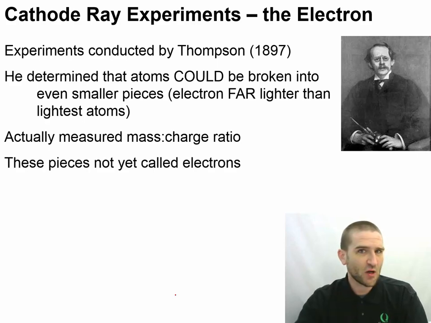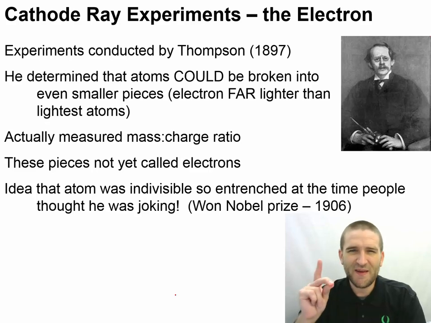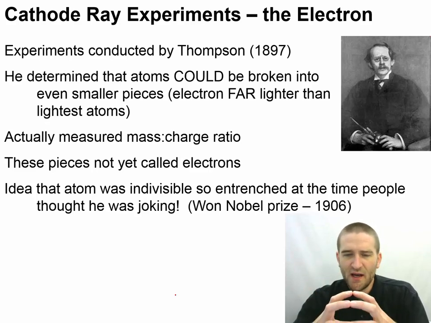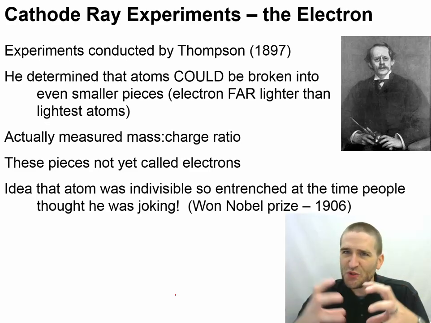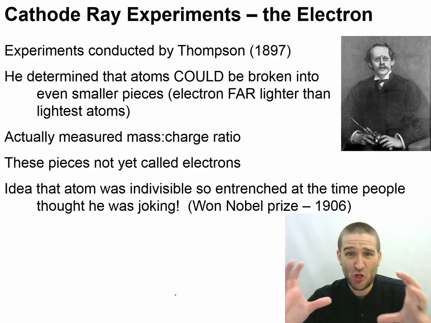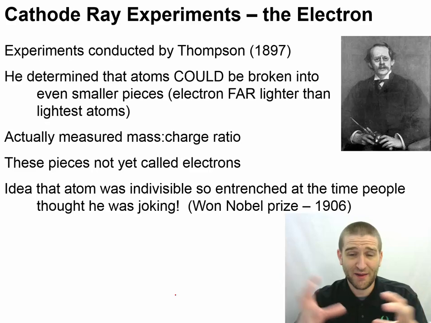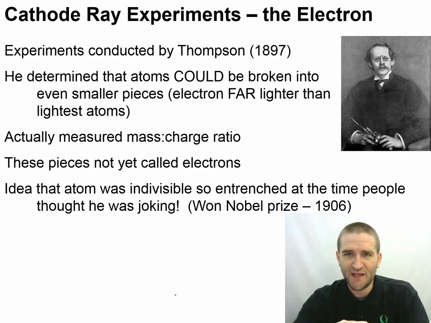Now, these pieces aren't called electrons yet, and we aren't really bringing them up in the context of electricity yet, although that comes up fairly soon after this. Now, the big thing is, at the time, Dalton's theory had taken the day so strongly that people really had this idea that the atom was indivisible. You couldn't get anything smaller out of an atom. It was so entrenched at the time, they thought he was just joking. They thought that this was basically like the Mad Magazine or Cracked version of science when he published it.